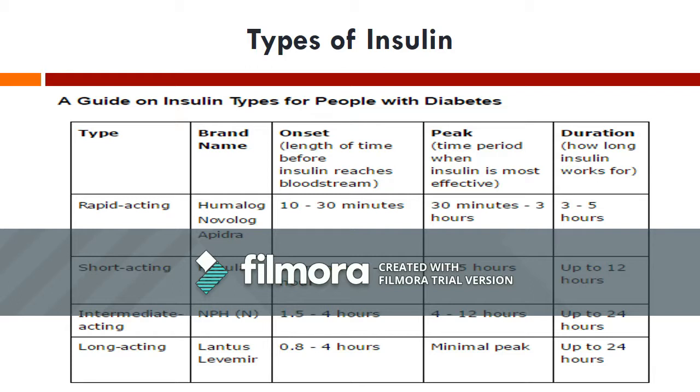The last one is the long-acting. The long-acting, we can see it in the pharmacies as the brand name Lantus or Levemir. The length of time before insulin reaches the bloodstream is almost an hour to 4 hours, and the peak time period when the insulin is most effective. This one has a minimal peak, and the duration is up to 24 hours.